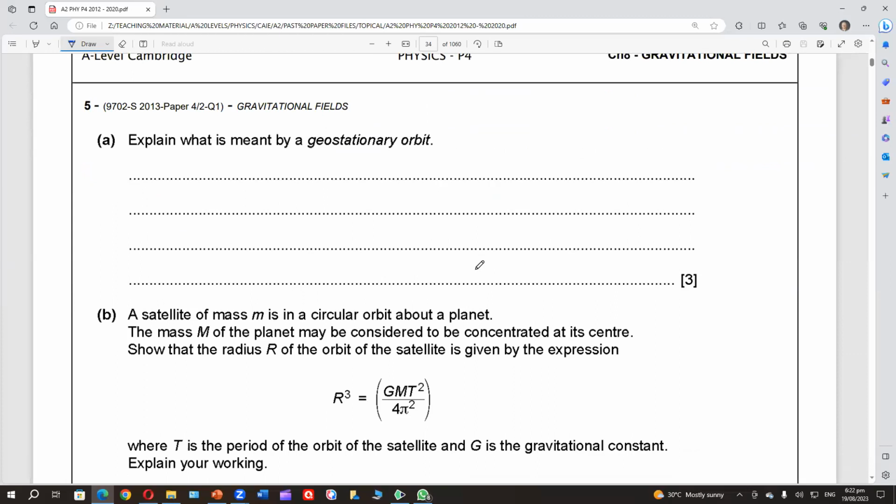Explain what is meant by a geostationary orbit. What is a geostationary orbit? In which the spin time period of the Earth becomes the orbital time period of the satellite.